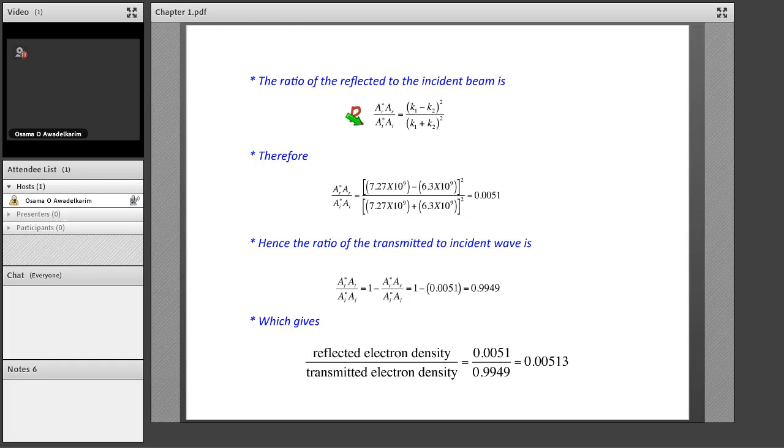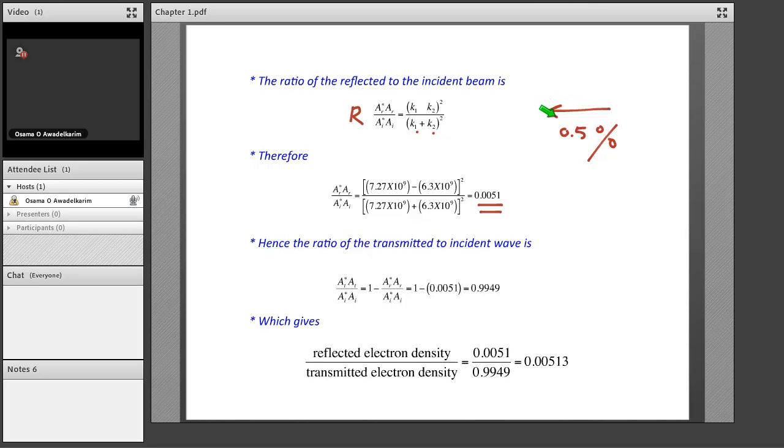It's (k1 minus k2) over (k1 plus k2), squared. And therefore, if we substitute k1 and k2, we get 0.0051. So if we multiply by 100, what we are saying is that 0.5% of the incident particles are going to be reflected.